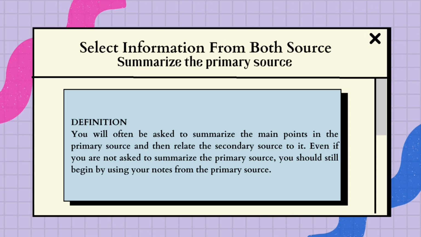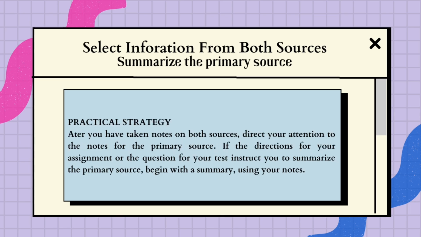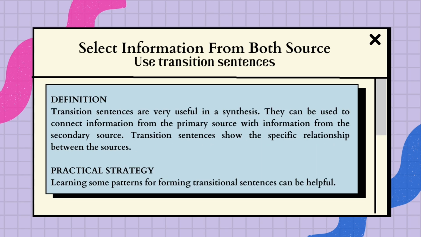Select information. The first one is to summarize the primary source. You will often be asked to summarize the main points in the primary source and then relate them to the secondary source. Even if you are not asked to summarize the primary source, you should still begin by using your notes from the primary source. Practical strategy. After you have taken notes on both sources, direct your attention to the notes for the primary source. If the directions for your assignment or the question for your test instruct you to summarize the primary source, begin with a summary using your notes.